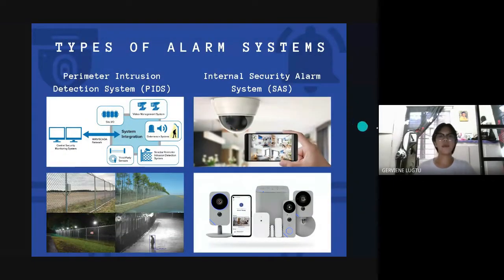Alarm systems can be divided into two types: perimeter or external intrusion detection system. Pag sinabing external, yun yung nasa outside area. So, perimeter intrusion detection system. Organizations utilize perimeter intrusion detection systems to completely safeguard their systems and to lower operational risk. A perimeter intrusion detection system is a tool or sensor that alerts authorities when someone is trying to enter a guarded location by physically breaching its boundary.